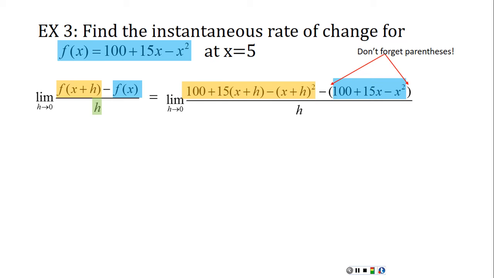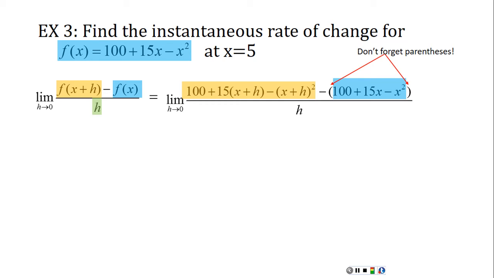And so our very first thing we do is replace f of x plus h with what it equals. Replace f of x with what it equals, and h is still just h. All right. So at this point, we'd say we're taking the limit as h approaches a number. Let's try to plug the number in. Oh, we can't. It causes 0 in the denominator. So now we have to factor, cancel, and try again.